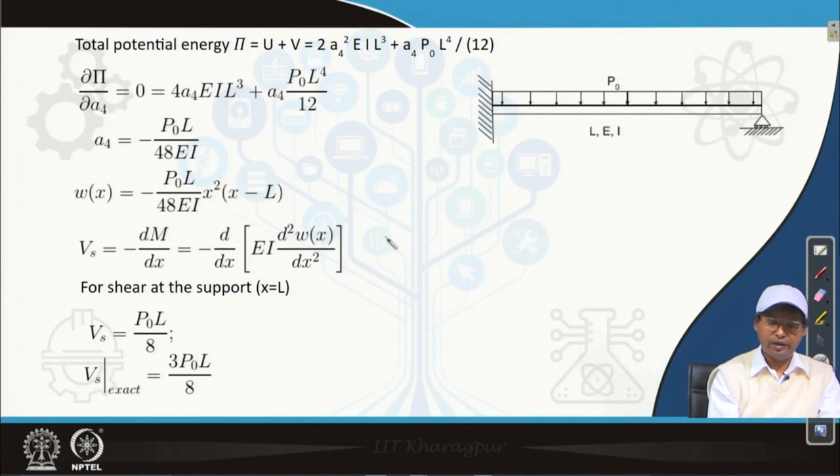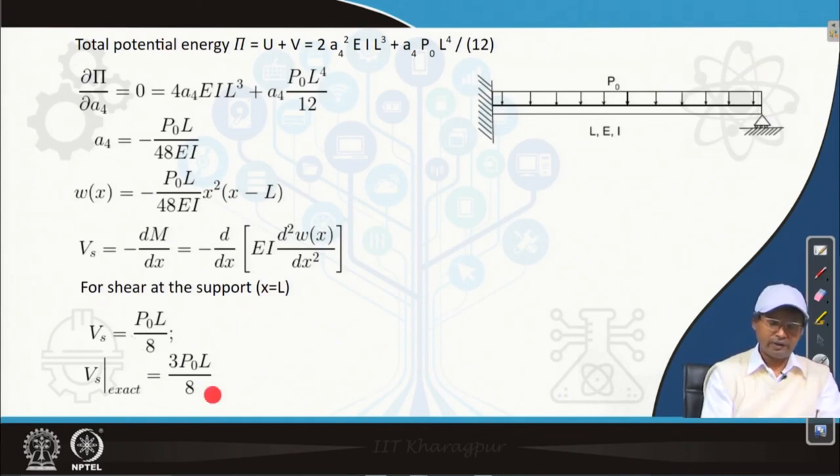And the shear force, if we are able to find it, is nothing but the reaction here. That is why the shear force has been found out, which is nothing but negative of del M del x, dM dx. So, if we carry out that with M equal to the double derivative of the W function at x equals L, these steps you please carry out. Here, if we put x equals L, we get that the shear force, or the reaction here, is equal to P0L/8.